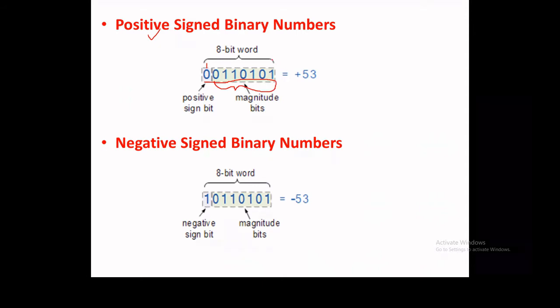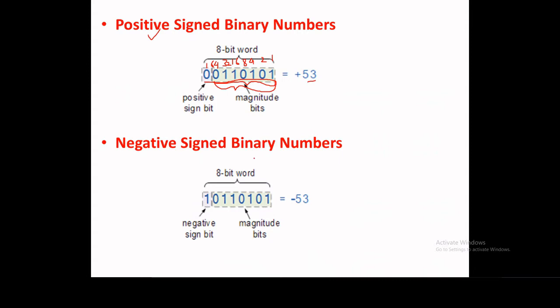If you calculate it, the bit weights are 1, 2, 4, 8, 16, 32 and 64. If you take the addition of 32 plus 16 plus 4 plus 1, that is 53. So the remaining bits are used as magnitude bits, and this MSB bit is used as the sign bit. So this forms a positive 53 number in binary format.